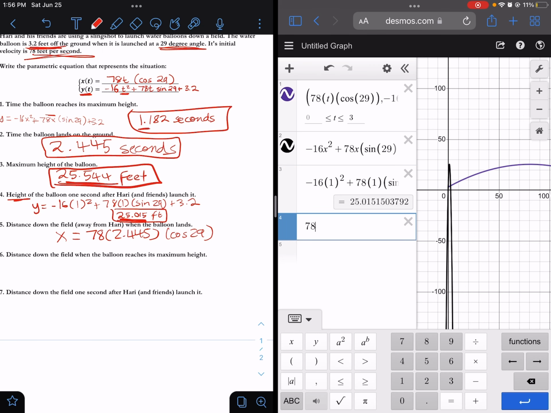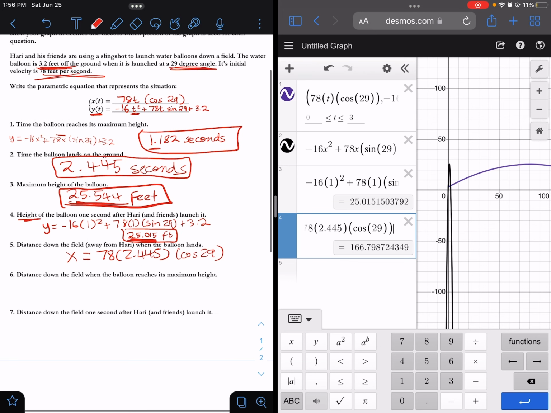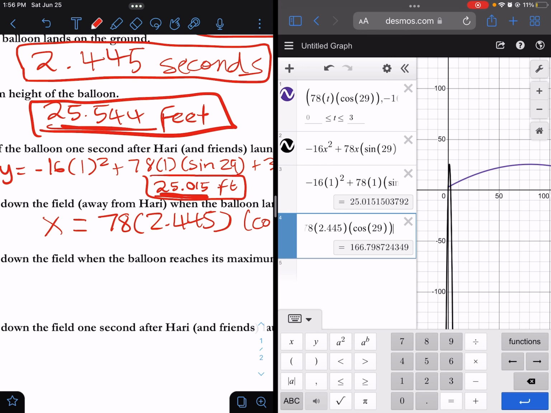So 78 times, and our x is going to be 2.445 times the cosine of 29. Not 9. 29. There we go. And our answer, the distance on the field, is going to be 166.799 feet.